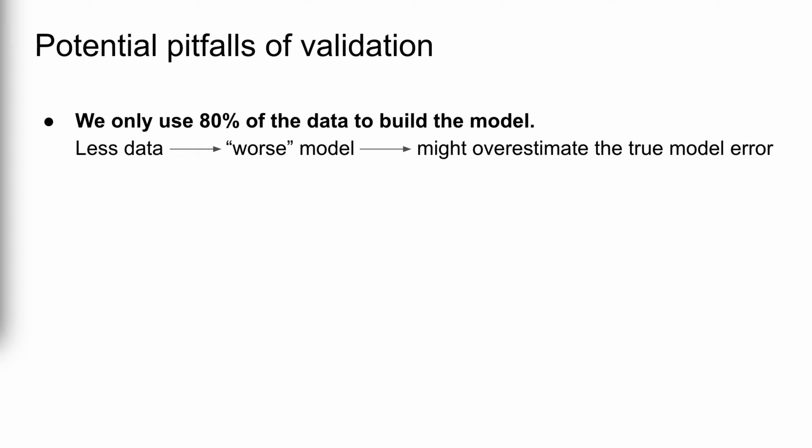To conclude, let's consider some potential pitfalls of this validation method. First, this method only utilized 80% of the available data to build a model. But the less data we use, the worse our model estimate will be, on average. In turn, we might actually overestimate the true error of the model built using our full dataset.